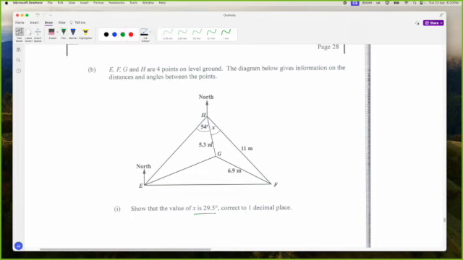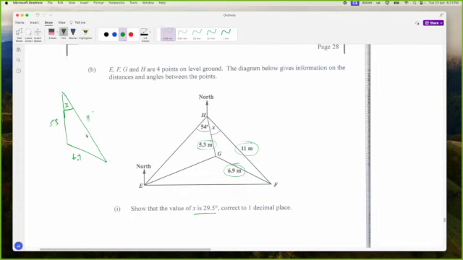I could see here that this is a triangle with 3 sides. And let me just draw over the triangle. Zap, zap, and zap. And this is 5.3. This is 6.9. This is 11. And this is x. Let's call this side A. That means this will be the angle A.